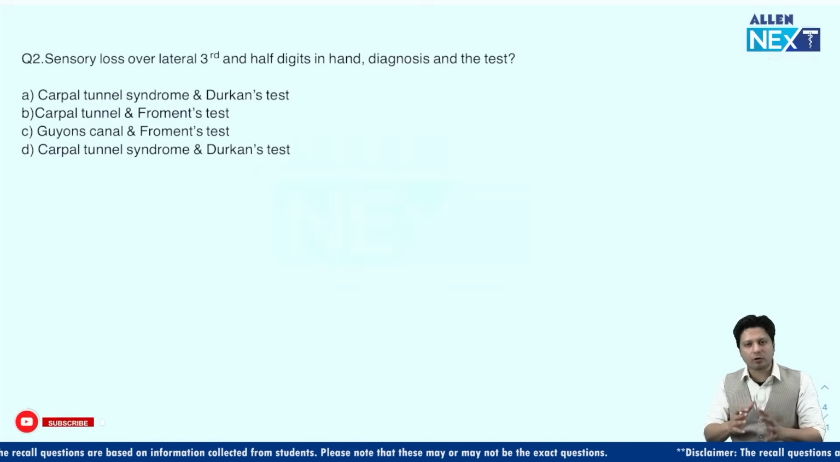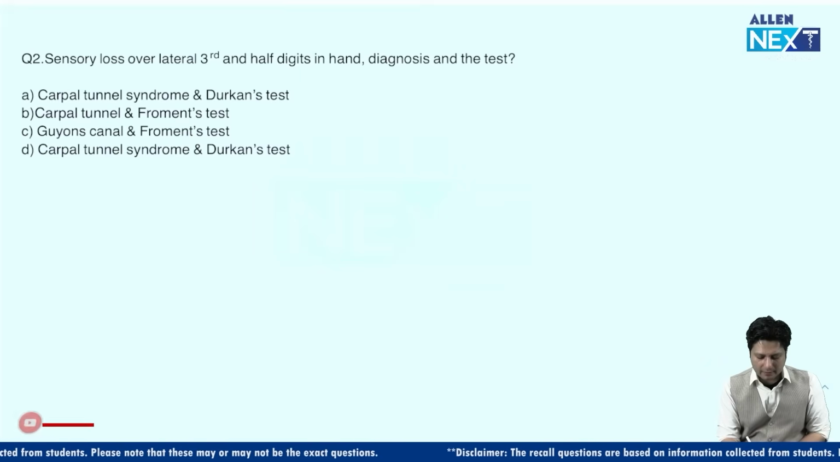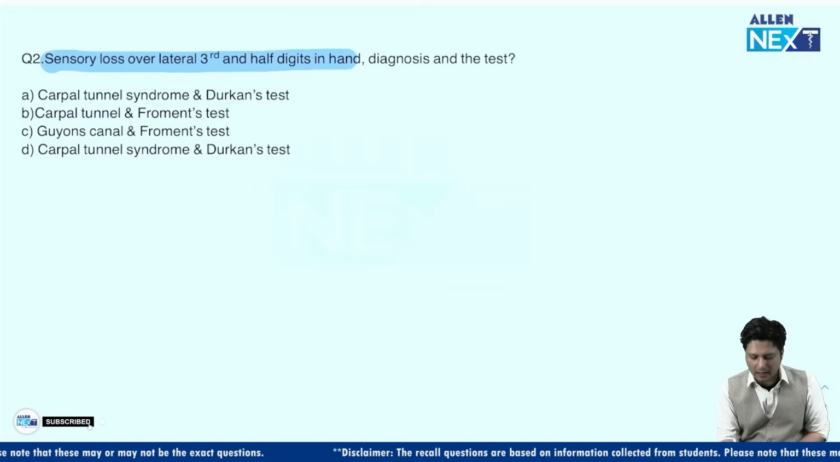Now, what was the question? The question was clearly related to carpal tunnel syndrome. The question is simple: there was a sensory loss over the lateral 3.5 digits in the hand.